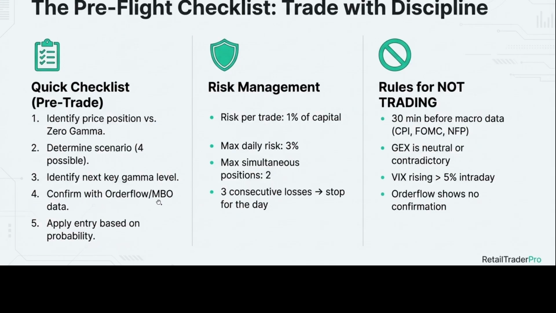If you don't know what MBO data is, remember that this is the CME data that you can see in Bookmap. The MBO data gives us all the orders classified for the futures market, for example iceberg, absorption, sweeps, and stop orders. Then apply the entry based on probability.